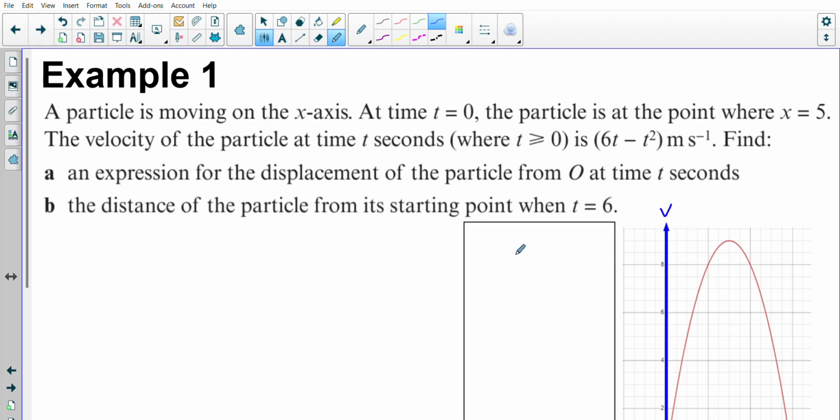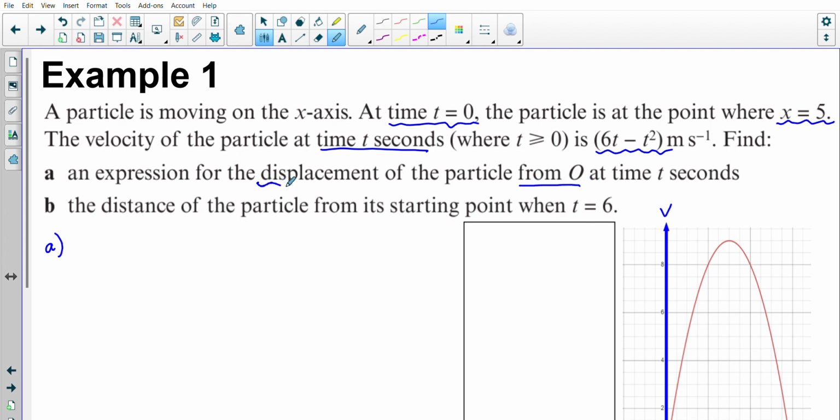If we go straight into an example, a particle is moving along the x-axis. At time t is 0, the particle is at the point where x is 5. So I'm just going to underline that. At time t is 0, the particle is at the point where x is 5. The velocity of the particle at time t seconds is given, our restriction is t has to be greater than or equal to 0. This is our velocity. Find part A, an expression for the displacement of the particle from O at time t seconds.